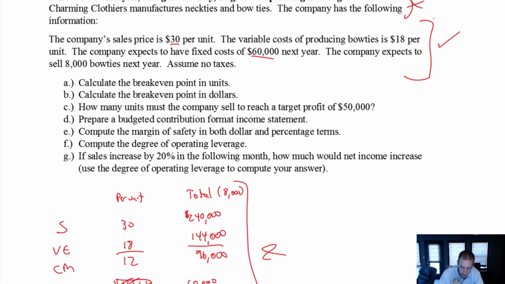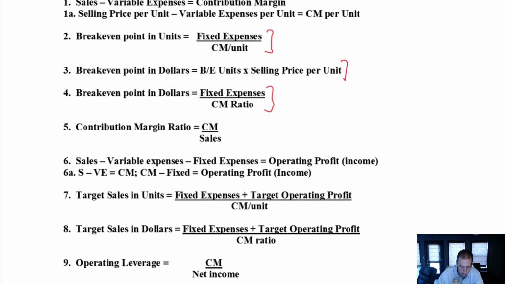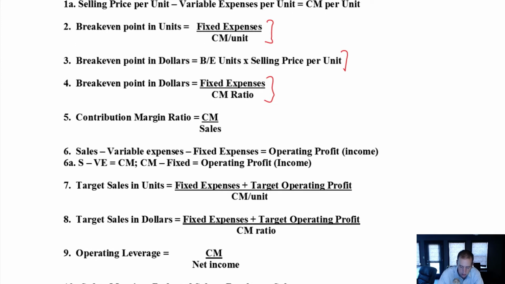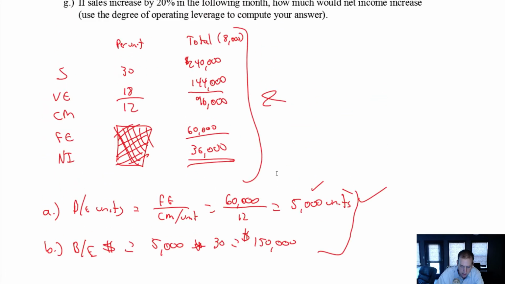Okay, next. How many units must a company sell to reach a target profit of $50,000? And again, assuming no taxes. So let's see, targets. Oh, I told you I'd do it two ways. Sorry. I told you I'd do break-even dollars both this way, and I haven't done number 4. So it says break-even point in dollars is fixed expenses divided by CM ratio. Well, to get CM ratio, we actually need this one, and it's CM divided by sales.